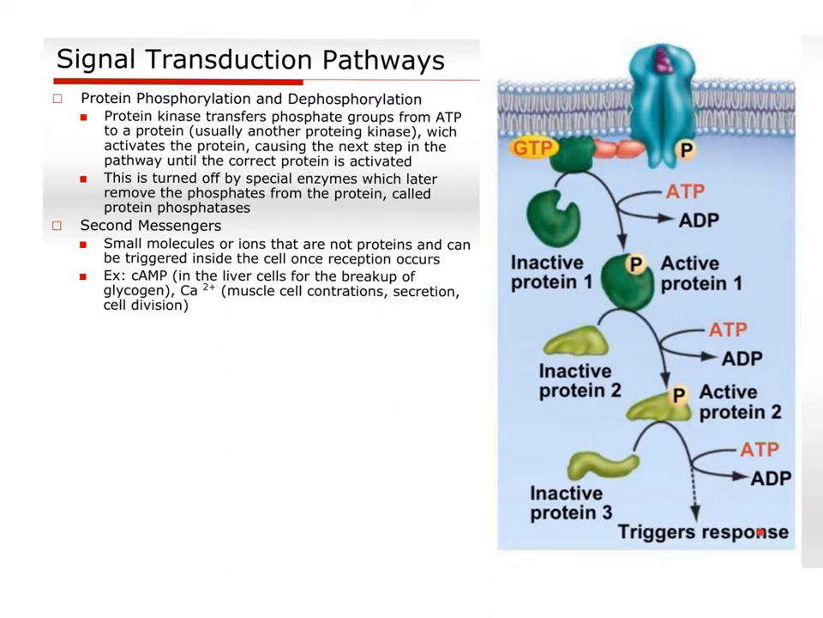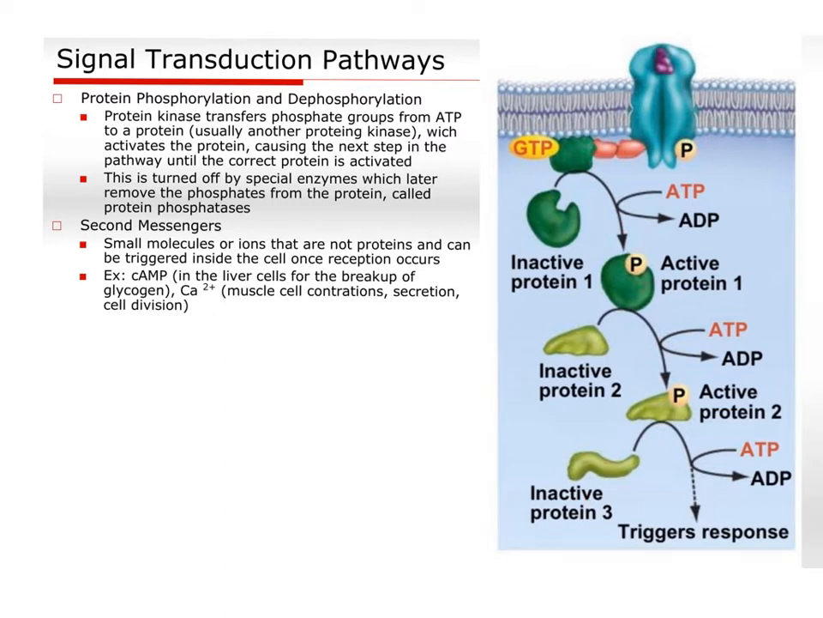So most of the time what you end up with are what we call a series of protein kinases. This protein kinase transfers phosphate groups from ATP to protein, which would activate, this then becomes the protein kinase for the next inactive protein. This becomes the protein kinase for the next inactive protein, and so on down the line.